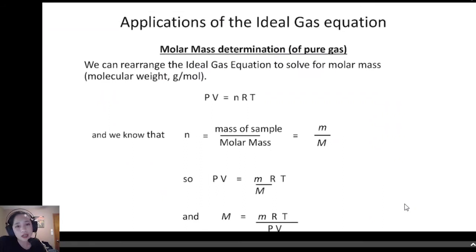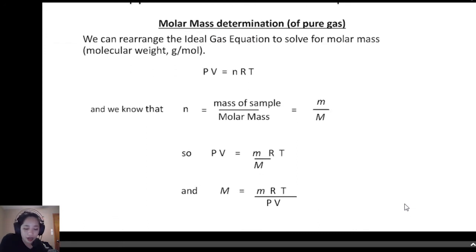So one way I can ask you a question that involves the ideal gas law is to ask for a molar mass of a pure gas using the ideal gas law. So we can rearrange the ideal gas law if we know the mass of our sample and its pressure, volume, and temperature. And we can get this because we know that the molar mass and moles are related to the total mass of the sample. So I know that the number of moles of gas in a sample is equal to the mass of the sample over the molar mass of the substance.